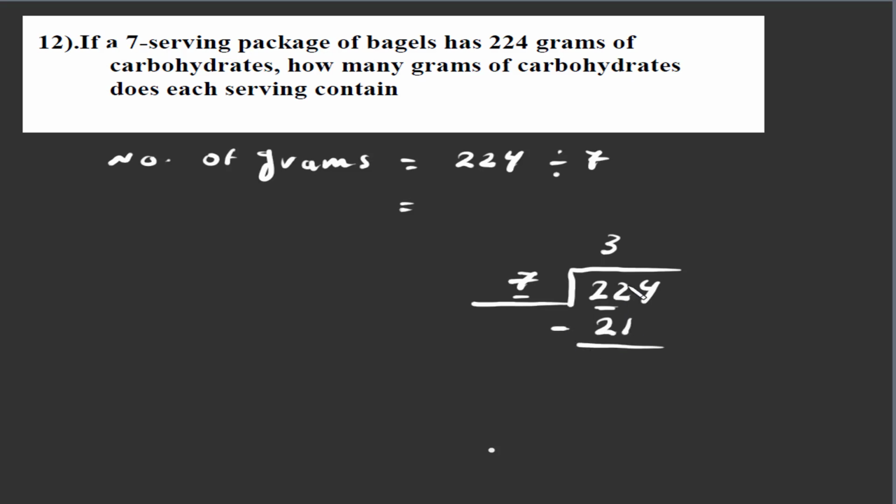Write a line and subtract. 22 minus 21 equals 1. And bring down 4, so it will be 14. 14 divided by 7 equals what? Equals 2. 2 times 7 equals 14. Write a line and subtract, it will be 0. So the quotient will be 32. So the number of grams of carbohydrates will be 32 grams. This is the answer.